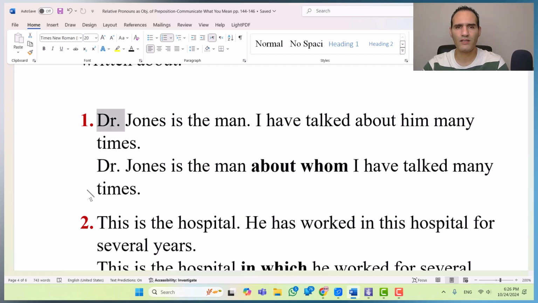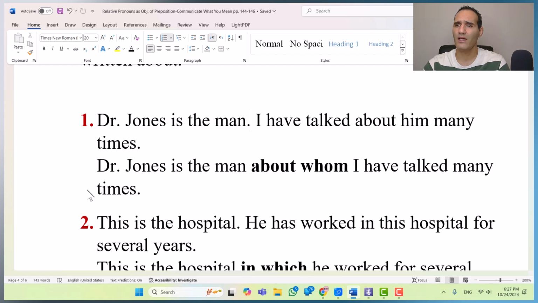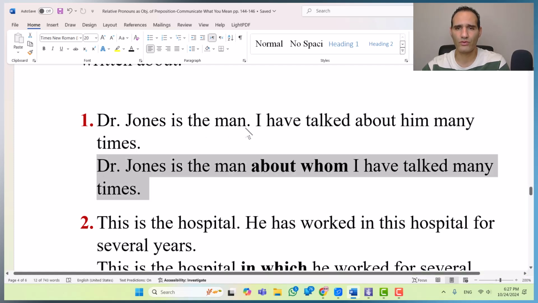Number 1, Dr. Jones is the man. A short sentence. I have talked about him many times. A short sentence. So simply someone says Dr. Jones is the man and I have talked. So you see, easily we try to overuse and. Instead of that, Dr. Jones is the man about whom I have talked many times. Far better than saying Dr. Jones is the man and I have talked about him many times. So this one is far better than connecting these two clauses with a coordinating conjunction like and.